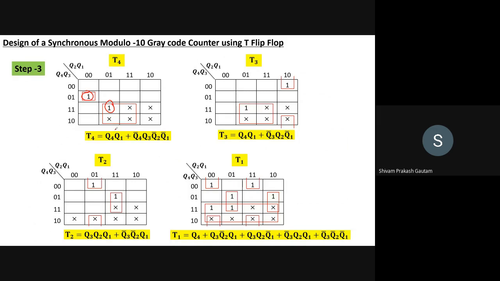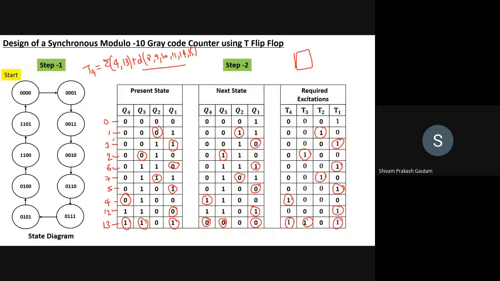This is not 8. So we have mentioned 8 as a don't care. Just check whether 8 is there or not. 8 is 1 followed by 40.